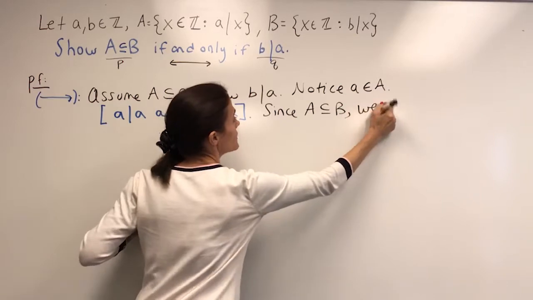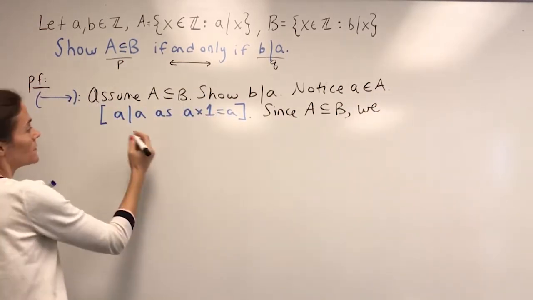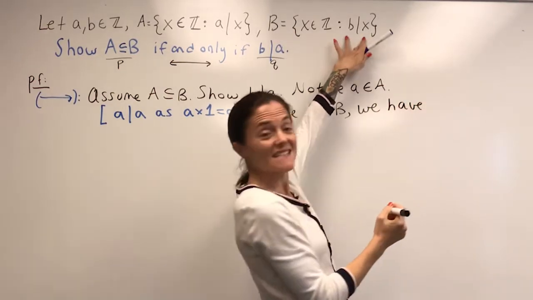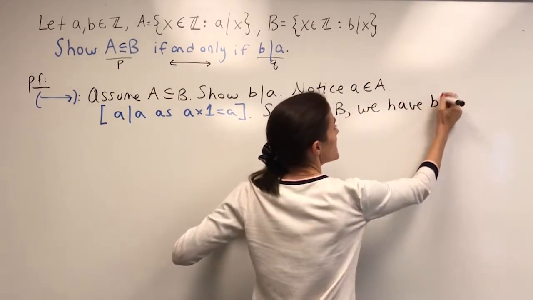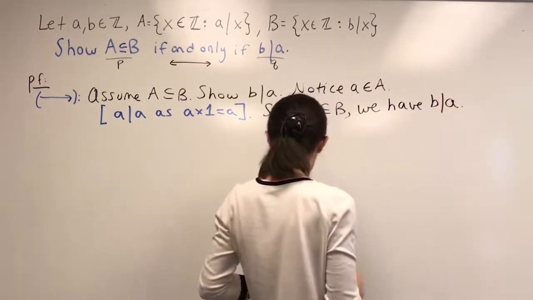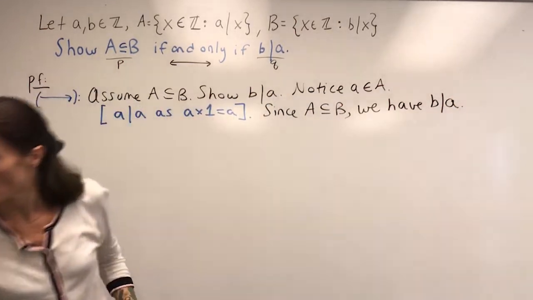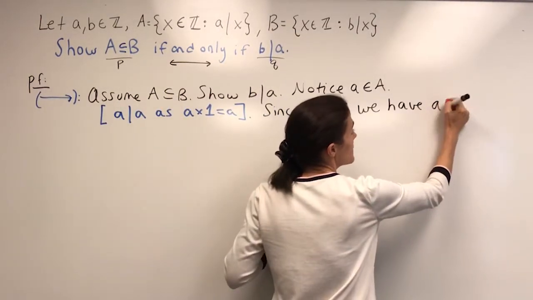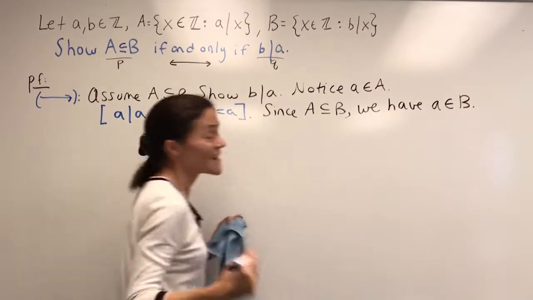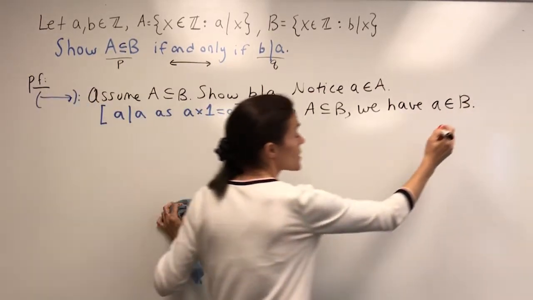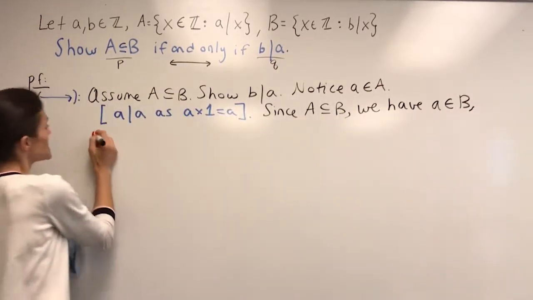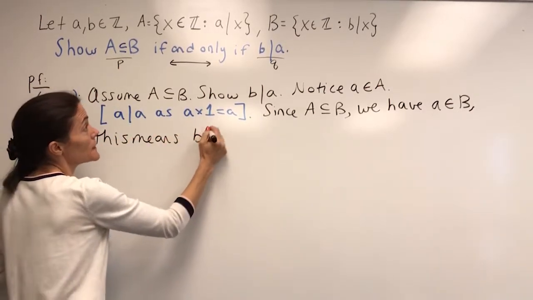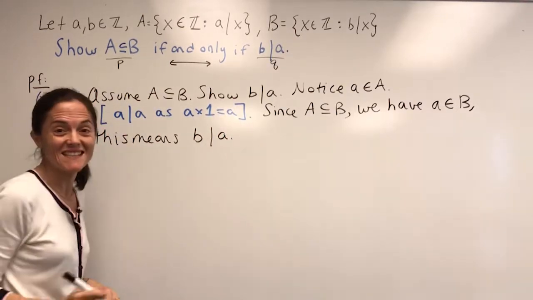Okay, so this is justification for why little a is in A, and then since capital A is a subset of B, we also have, just looking at this definition tells us that b divides a. Or maybe I should say it in two steps. We would say that a is an element of B, that's the definition of subset, and then comma, this means little b divides a. And that's the end of this direction.